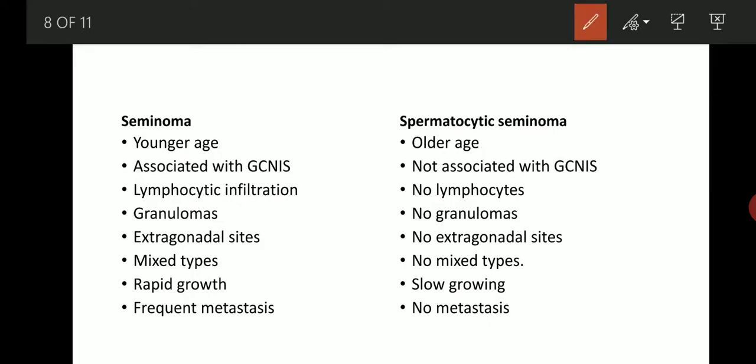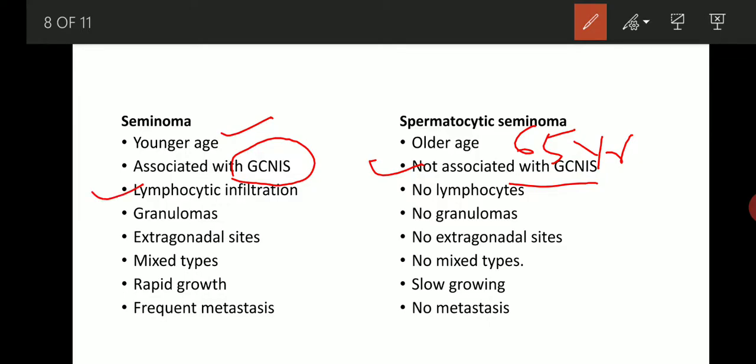This table tells you the differences between seminomas and spermatocytic seminoma. Seminomas usually occur in 15 to 35 years of age, as I have already mentioned, but spermatocytic seminomas usually occur in old persons. The average age of presentation is 65 years. In seminomas, the precursor lesion is GCNIS, but spermatocytic seminomas do not have any precursor lesion. They are not associated with GCNIS. You see abundant lymphocytic infiltration in seminomas. No such thing is noted in the spermatocytic seminoma. Neither does it show granulomas.